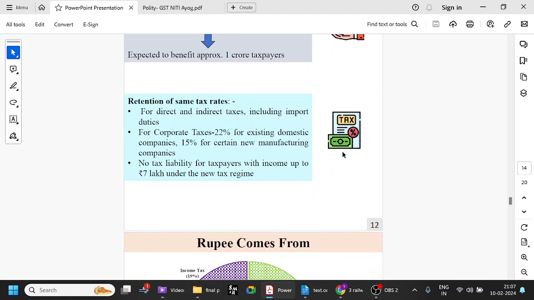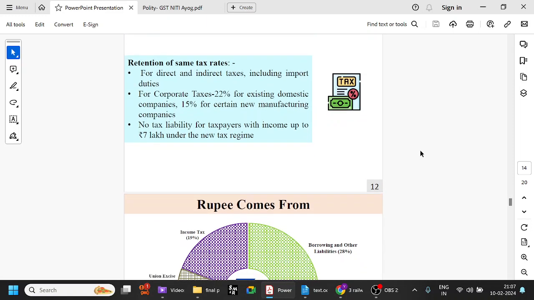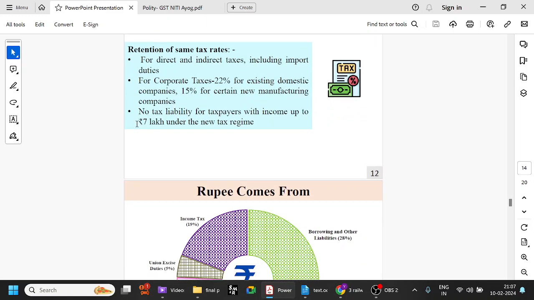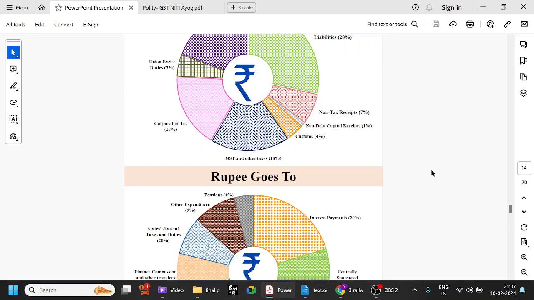And the corporate tax, it was around 30%, right, for a significant period of time. So recently they have brought it down to 22%. Okay, remember this, 22% for existing domestic companies and 15% for new manufacturing companies. So if it is a new company, 15%, existing 22. It has reduced from 30%. Remember that also. And up to 7 lakh, there is no tax liability. So if your salary is below 7 lakh per annum, you need not pay tax. Remember that. So this is very important.